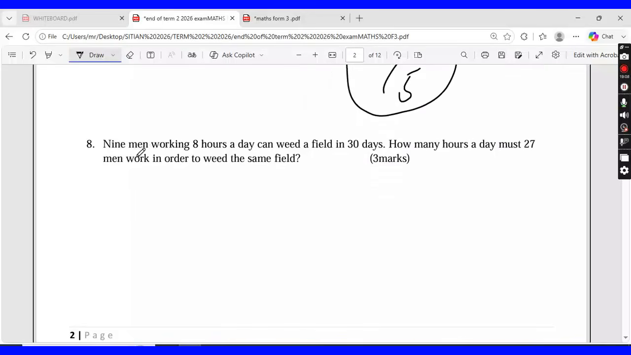9 men working 8 hours a day can weed a field. I think I changed that question.